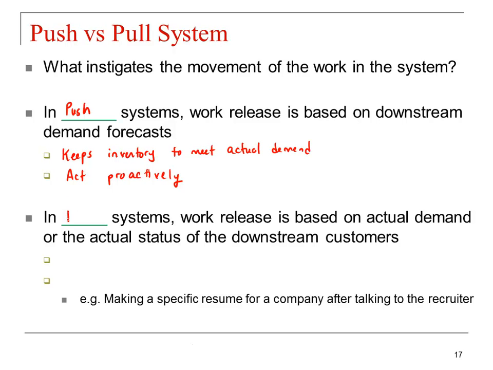On the other side, in pull systems, work release is based on actual demand or the actual status of the downstream customers. This may cause long delivery times, and this one acts reactively.